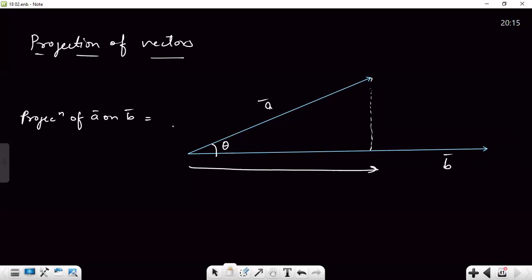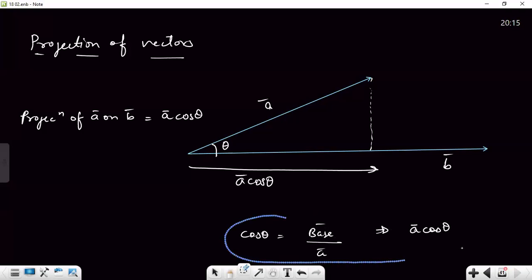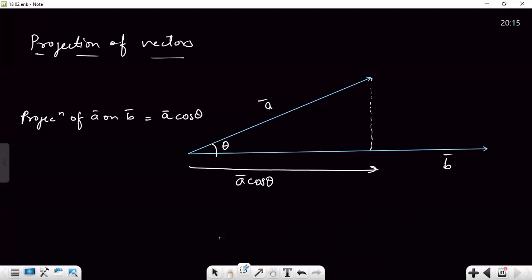And it will be given by, as we know, that this is the base. So cosine theta is equal to the base vector that we need to find out divided by the hypotenuse vector. So the base vector comes out as A into cosine of theta. So A cosine theta is the projection. The projection of vector A on B is A cos theta.